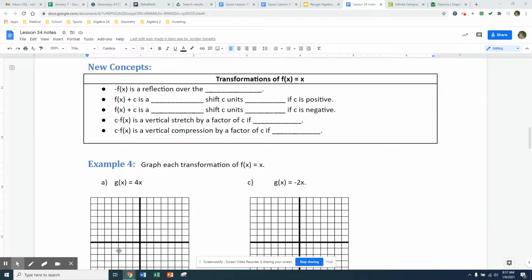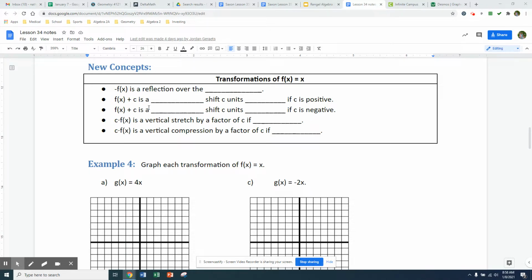Hello, Algebra 2A, and welcome back to Lesson 34, Day 2, where we start to investigate transformations of our linear function that we have been graphing. So our linear function, remember, is a function whose x's and y's produce a line. Today we're going to look at some transformations.